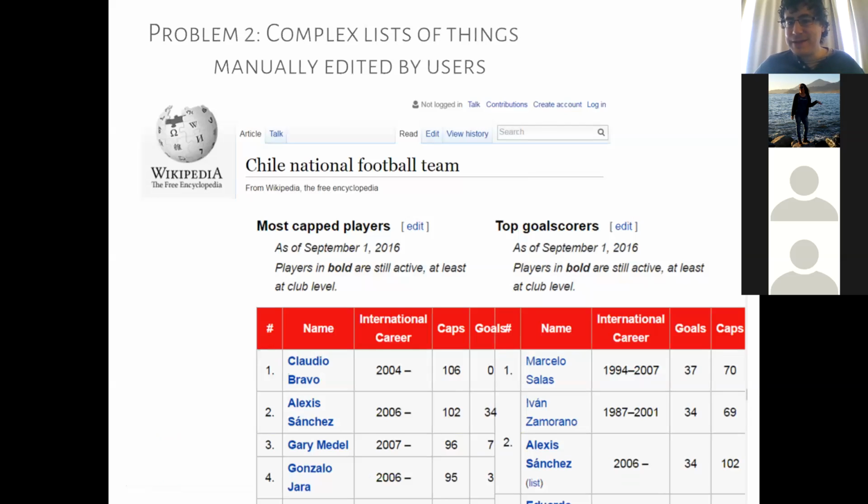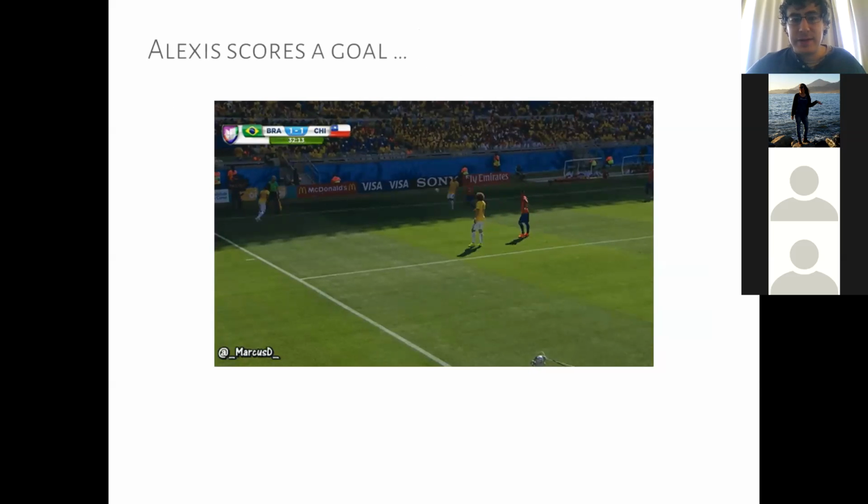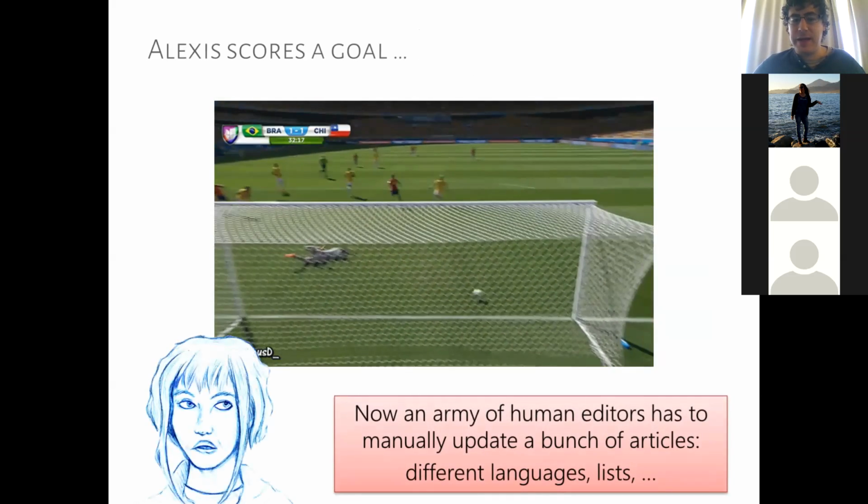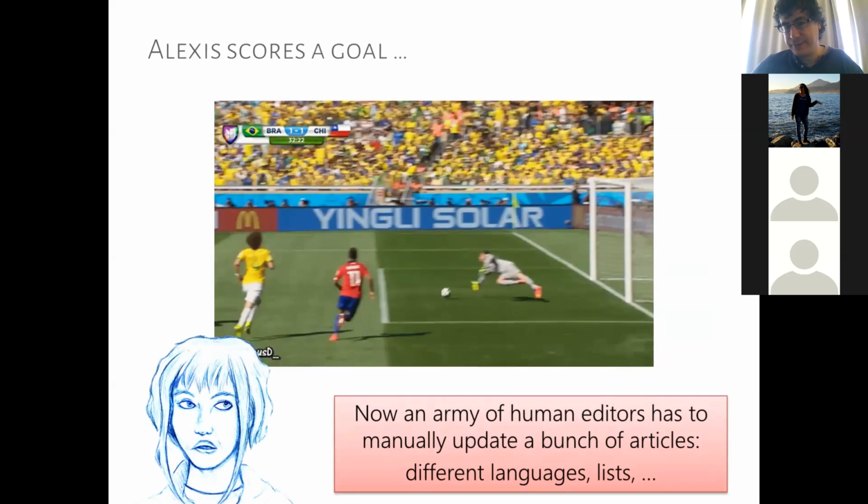Also, we have this issue of these complex lists that are generated by people. If we think about Alexis Sanchez's goals, that data is replicated not just across languages, but even within a language, where there might be several articles dependent on that information. For example, a list in the Chilean national football team of the top scorers, or the top scorers of a tournament, and so forth. So there's a lot of replication of data in Wikipedia, which is done manually by users for the convenience of the readers, so that they have these nice tables that they can read. They don't need to put all this data together themselves. It's there and ready for you to search in Google. So the problem is that when Alexis scores a goal, this creates a major problem for the human editors. Now we need an army of human editors to manually update lots and lots of different articles in different languages and different lists and so forth.